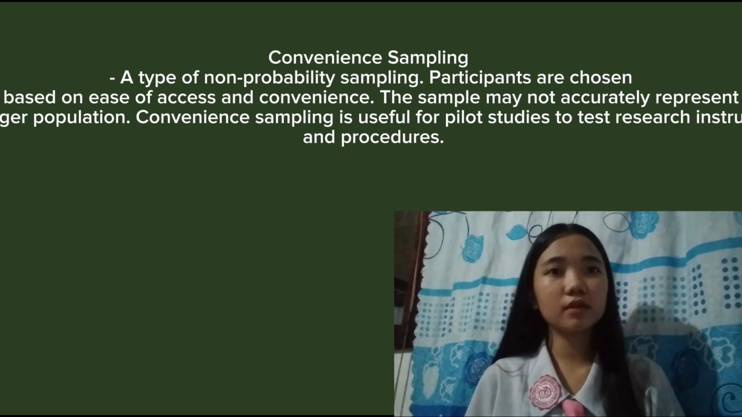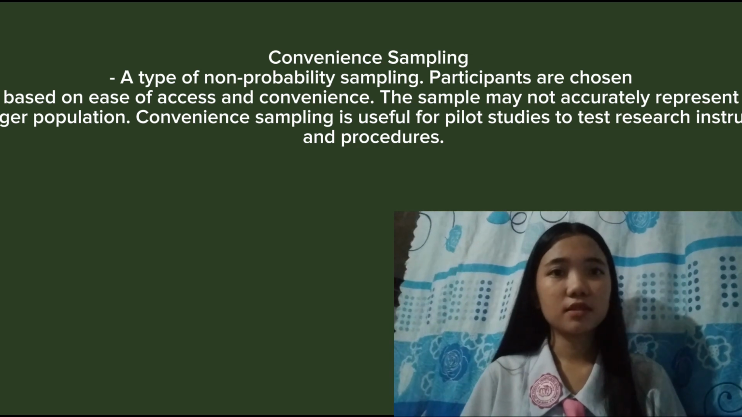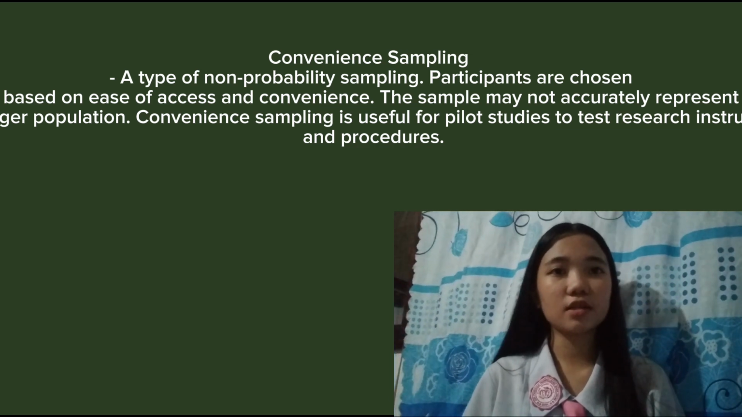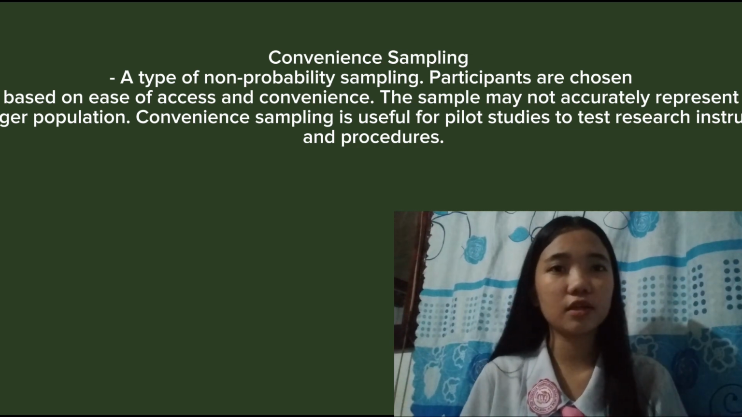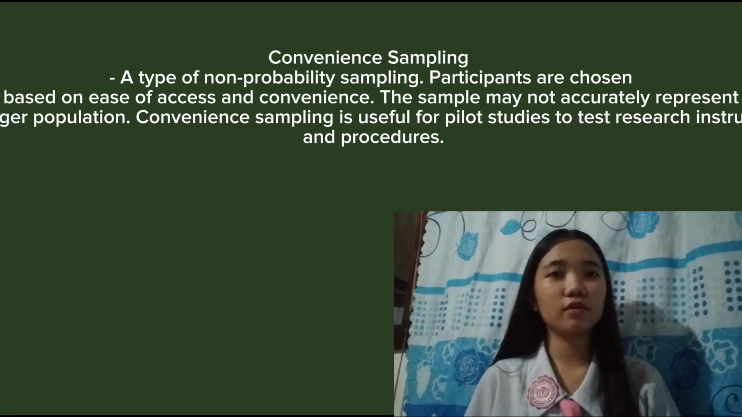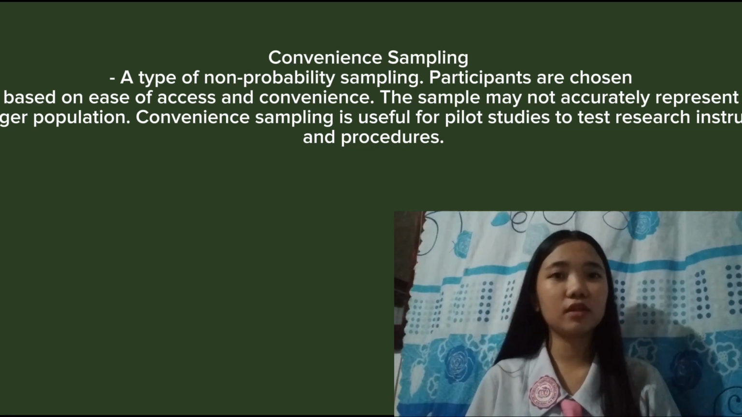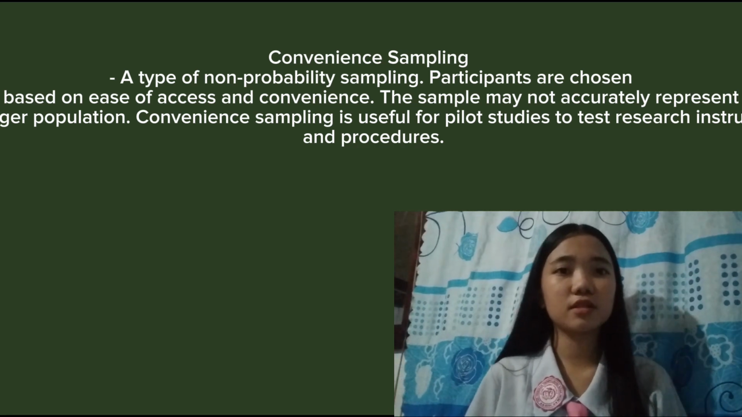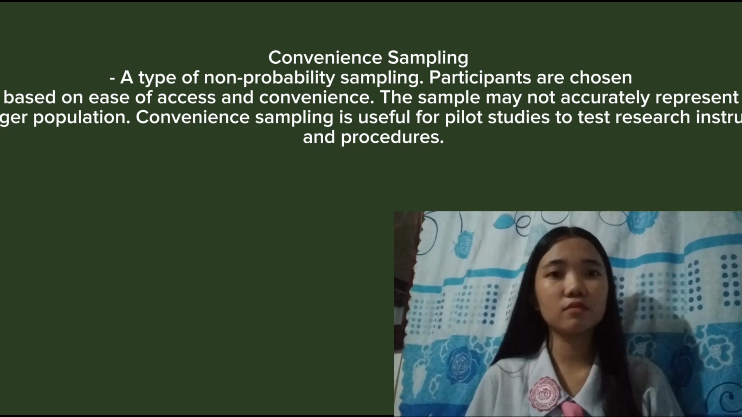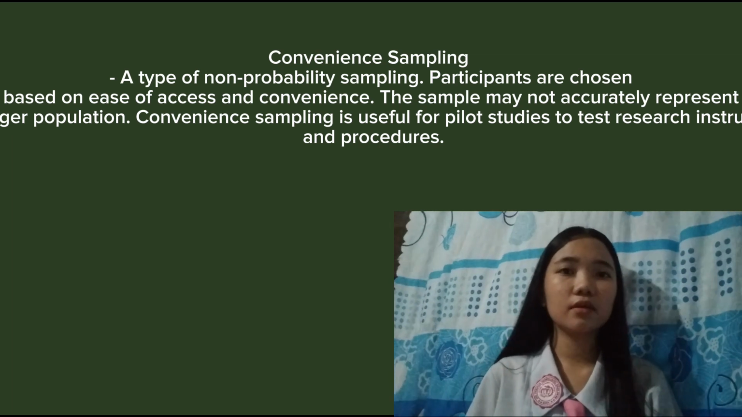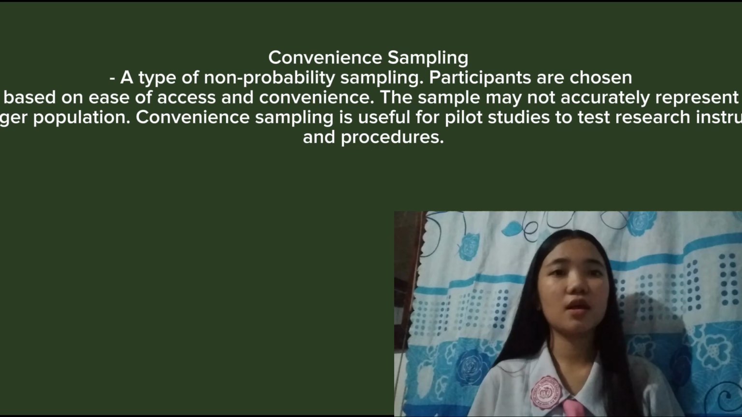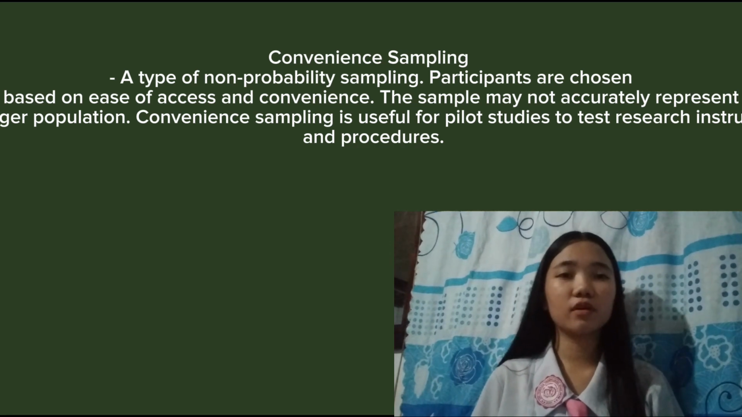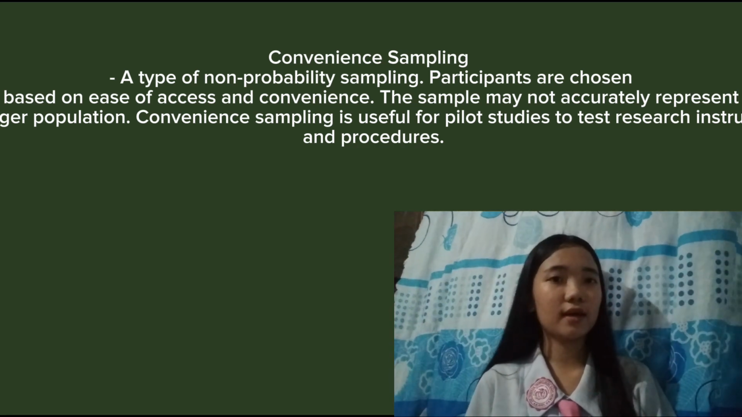Convenience sampling is a sampling technique where the participants are chosen because they are easily accessible and convenient to the study. For example, you are conducting a research and need someone who is easy and convenient to participate. The sample may not accurately represent the larger population, as participants are selected based on convenience rather than random selection. Convenience sampling can be useful in pilot studies to test research instruments, procedures, or hypotheses before conducting a larger and more representative study.